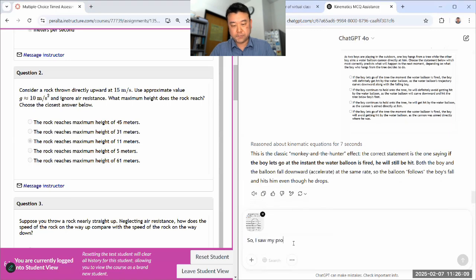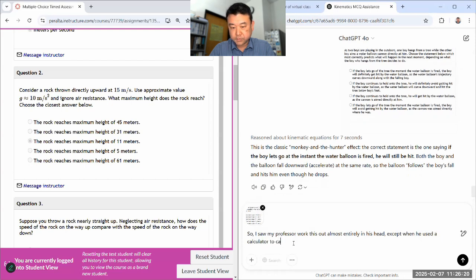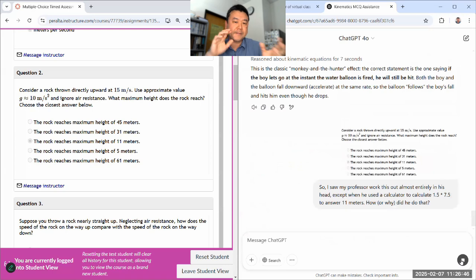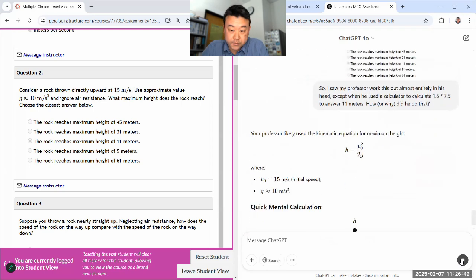So I saw my professor work this out almost entirely in his head, except when he used the calculator to calculate 1.5 times 7.5 to answer 11 meters. How or why did he do that? And again, you can just take a screenshot from the video, ask a question like this, and I'm pretty sure ChatGPT will fill in the gaps in my thought process that I didn't bother to explain.